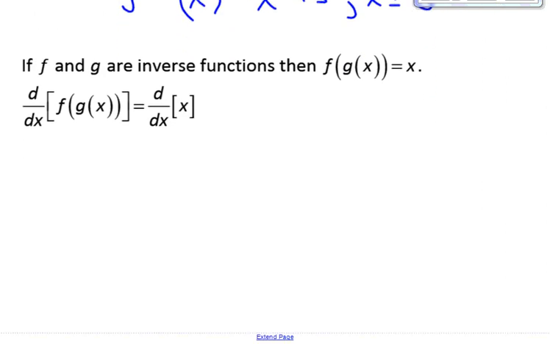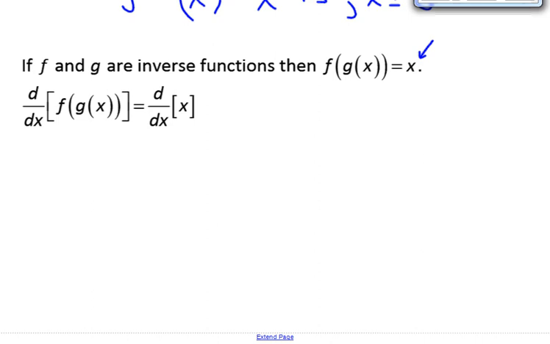So let's call them f and g and say that they are inverse functions. Actually, before taking the derivative, I just want to show you that you can prove that f and g are inverse functions by taking the composition of them. So f of g of x, if you get back x, then that means that they are inverse functions. So using that knowledge, if you then take the derivative of both sides, those derivatives should be equal.